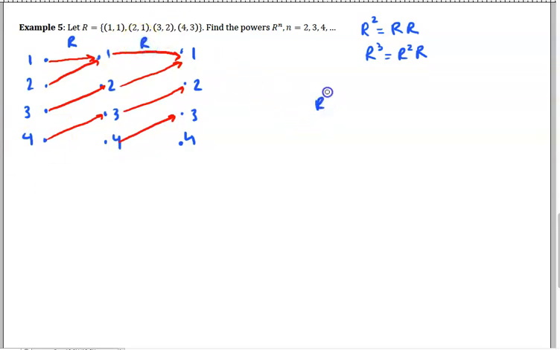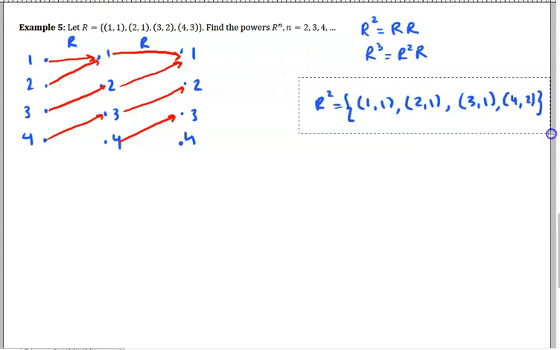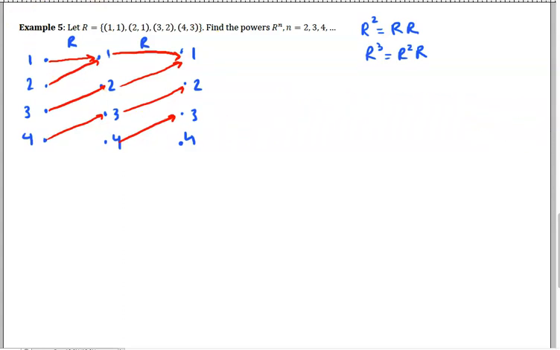Okay, so R squared, let's see, if we start at 1, we end up at 1. If we start at 2, we end at 1. If we start at 3, we end at 1. And if we start at 4, we end at 2. Okay, so this is our R squared. All right, let's see if I can move this. Move it over here. Yeah, that's not working. Okay, it's fine there.